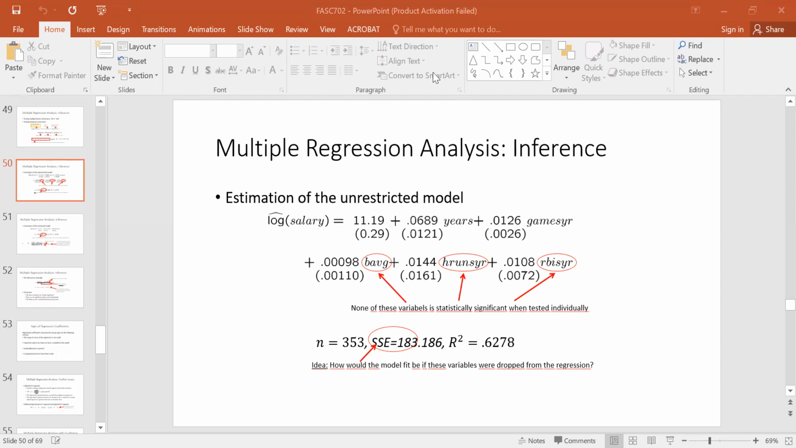Looking for my pen. So maybe you're expecting this variable to be maybe the effect of years. Multiple regression analysis.